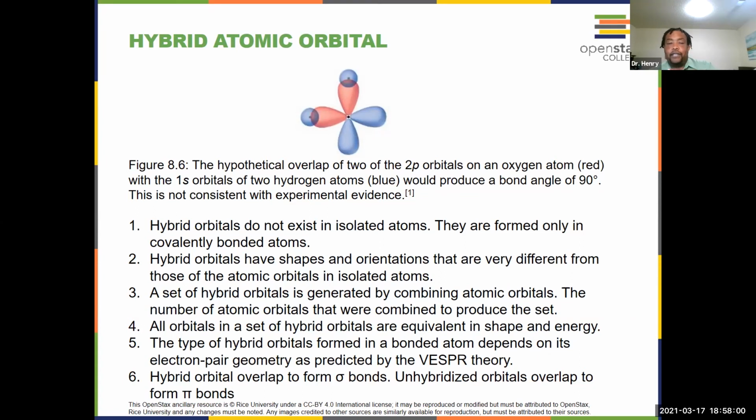If it has 4 attachments, it's what? It's tetrahedral, right? If it has 5 attachments, it's what? I forget the name, it's really long. Is it like trigonal bipyramidal? Yeah, trigonal bipyramidal. Okay, and if it has 6 attachments, it's what? Octahedral. Okay, and then the last rule is hybrid orbitals are going to overlap to form sigma bonds.